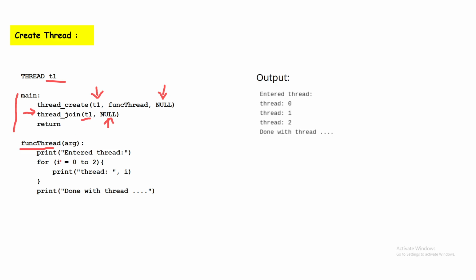And finally, let's look at what is happening in our thread function, which is functhread. As it is not taking any argument, it will start printing from the first line, and it will print enter thread. And next, it will loop for 0 to 2 and print thread 0 to 2. And finally, it will print done with thread. So if you look here, our output is exactly like I described.